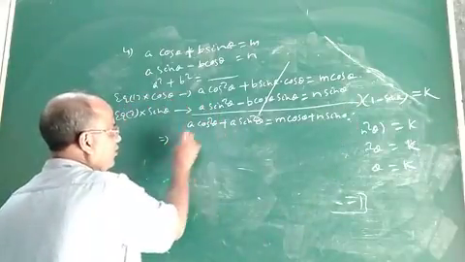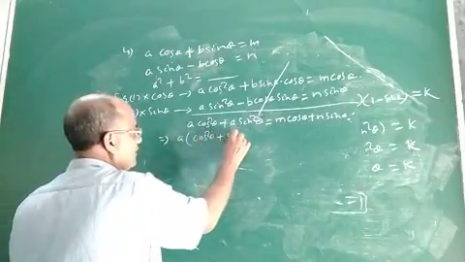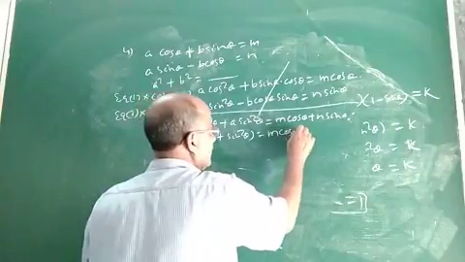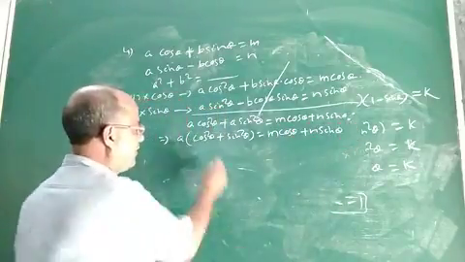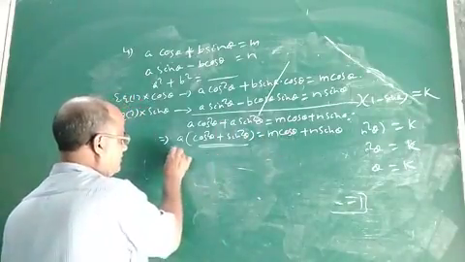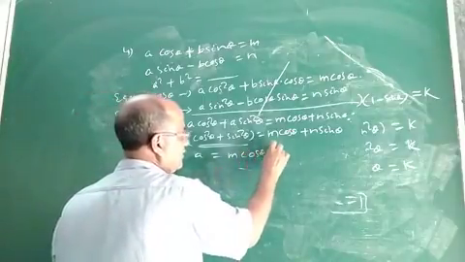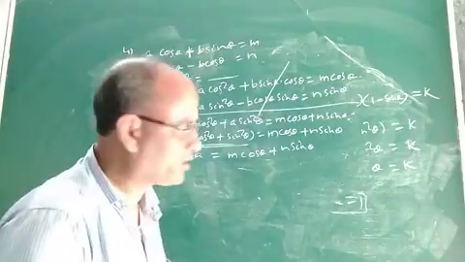The next step is you take common a. It will be a times cos square theta plus sin square theta equal to m cos theta plus n sin theta. Now the value of this expression is 1. So a into 1 equal to this. That means a will be equal to m cos theta plus n sin theta. Okay. So we got the value of a.